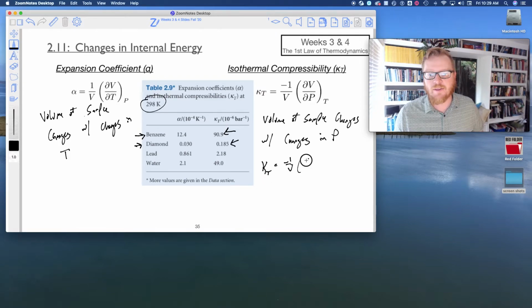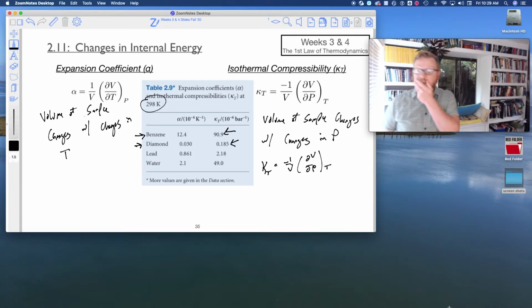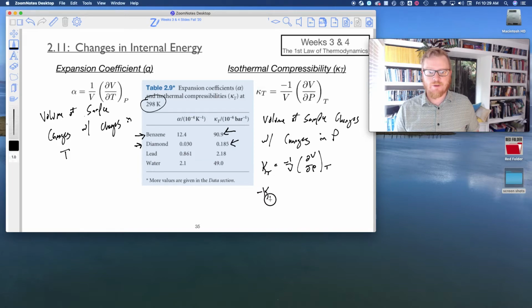So I'm going to rewrite this here, and I'll show you how we can take advantage of the fact that this is a partial and what we can do with it. This is what I call divide and conquer. Let's get the like terms with like terms, okay? I'm going to put over on this side negative kappa T dP equals dV over V. I just separated those out.